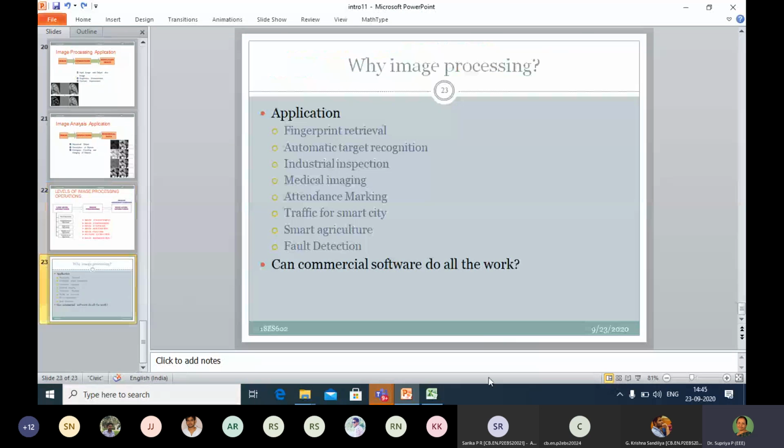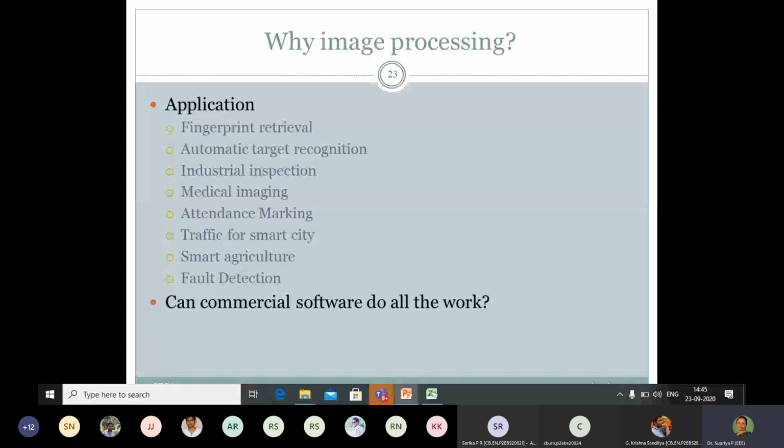And finally, we would like to go on to the last part of our discussion. What are some of the applications of image processing? Fingerprint retrieval, automatic target recognition, industrial inspection, medical imaging, attendance marking, traffic for smart city, smart agriculture, fault detection. The list is endless. So many problems you would see where image processing is very helpful.